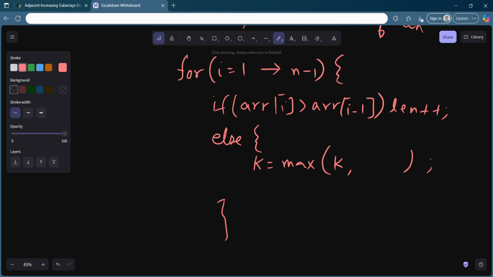You can try to maximize the value of k, and you should definitely then update your previous value to the current length, because in the next iteration the current length will be the previous length, and you can just do len equal to 1 because the length gets reset to 1. Okay, so that you can do easily. And what do you need to place here, that becomes the point.